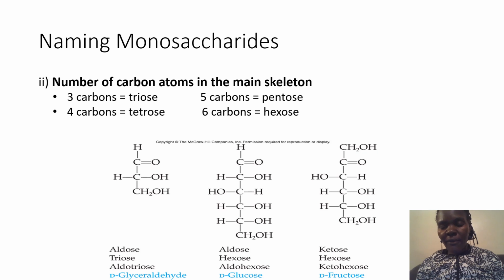Then we have a ketose, with the keto group at carbon atom number 2. It is a 6 carbon hexose, so it's known as a ketohexose. Combining the functional group and the number of carbon atoms, its name is D-fructose. That is how naming of monosaccharides is done.